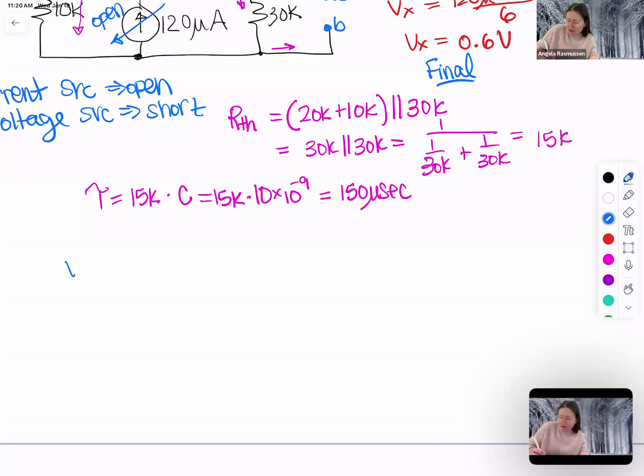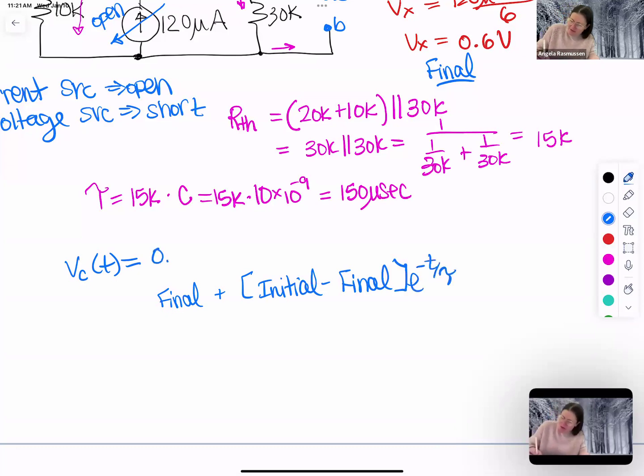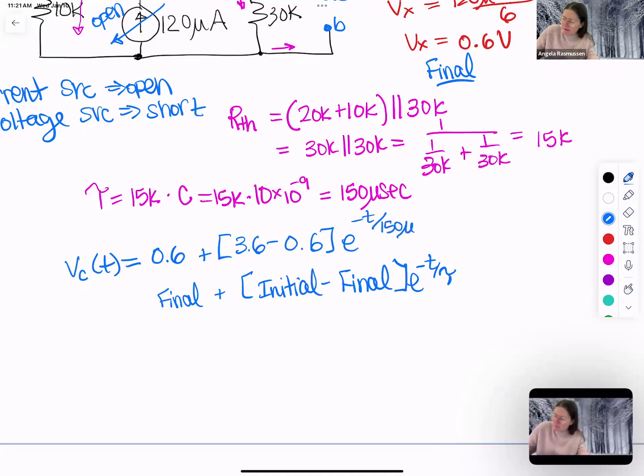And then my final equation for VC of t is the final value, which was what? I did write it down here. So 0.6, correct? And then initial was 3.6, and then the final was minus 0.6, e to the minus t over 150 microseconds. And then that will be in volts. And that would be my answer.